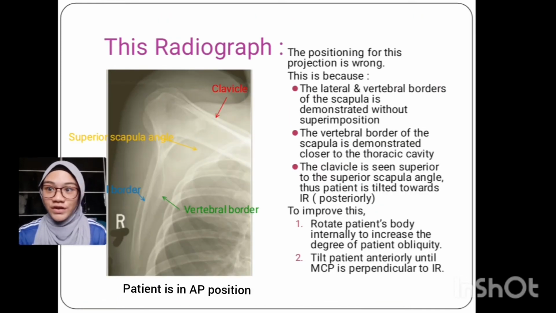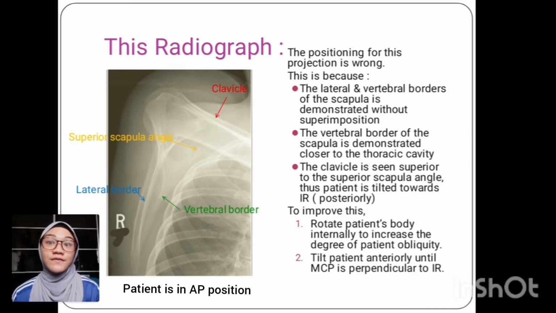Let's check this radiograph. So, the positioning for this projection is wrong. This is because the lateral and vertebral border of the scapula is demonstrated without superimposition. The vertebral border of the scapula is demonstrated closer to the thoracic cavity. The clavicle is seen superior to the superior scapular angle. Thus, the patient is tilted away from the IR or posteriorly. To improve this, rotate the patient's body internally to increase the degree of patient's obliquity. Second, tilt the patient anteriorly until the mid-coronal plane is perpendicular to the image receptor.